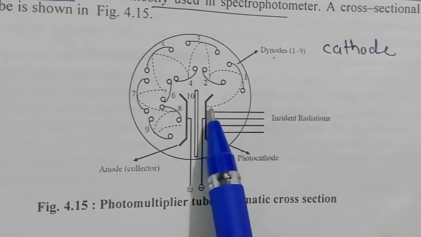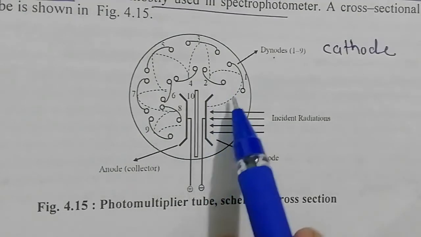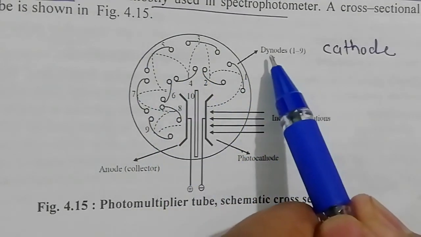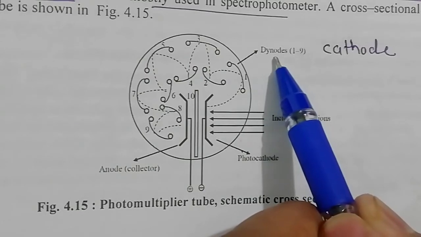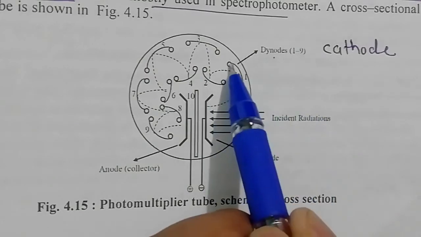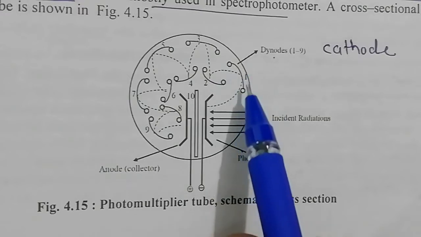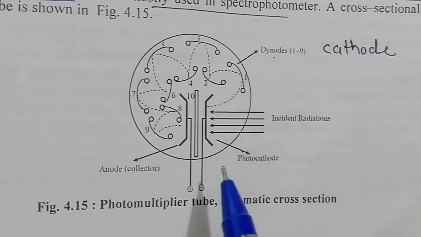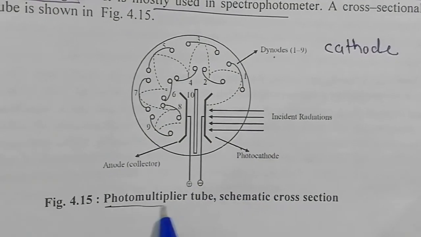It is photoemissive, and inside there are several small electrodes, and these electrodes are called diodes. Diodes are small electrodes, and these diodes are also coated with photoemissive material such as oxides of cesium or potassium. Now this photomultiplier tube, look at this word photomultiply.